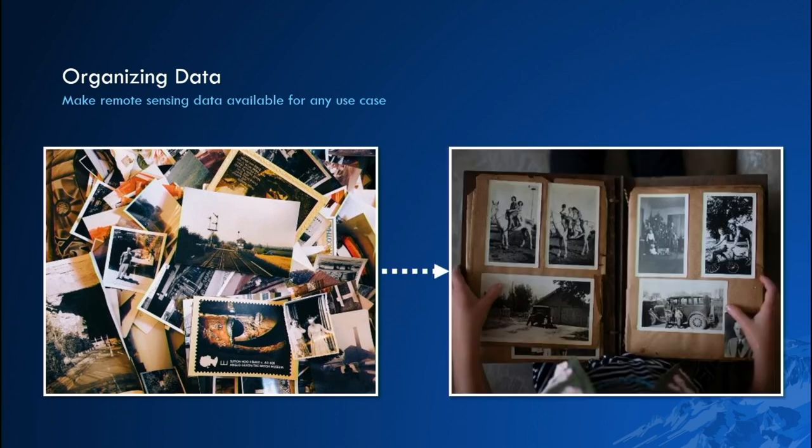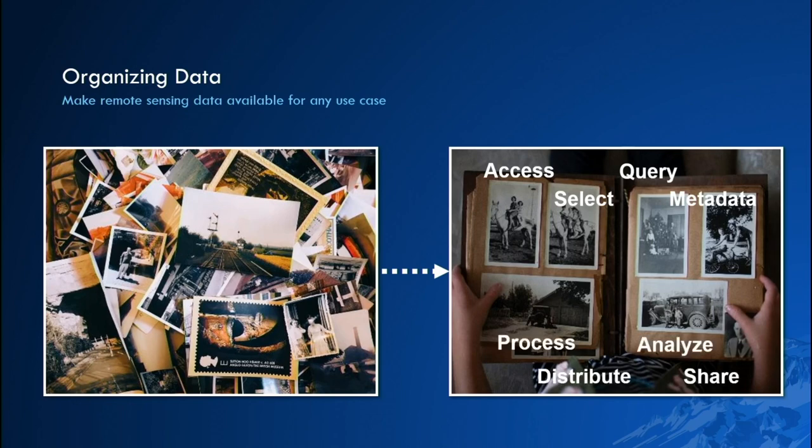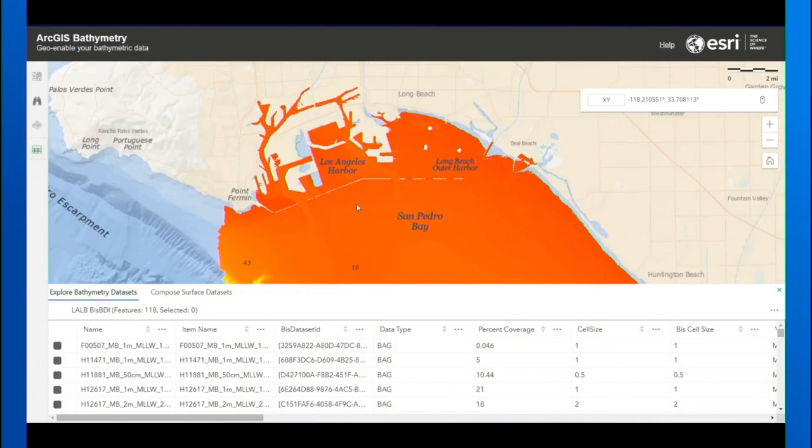What we want is to be able to catalog that information into a nice picture book, right? So that we can access it, query it, see the metadata, see that project information that's vital for decision making. And then we can do other things like further processing it, doing analysis, distributing it out, and sharing that data. A very specific example of using ArcGIS is our ArcGIS bathymetry solution. And this should be a little video, so let me get that played.